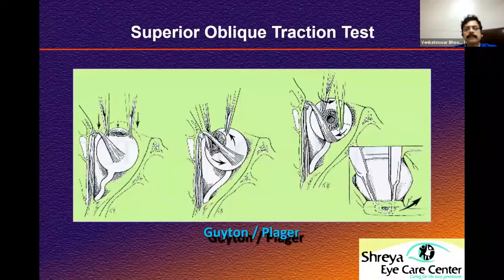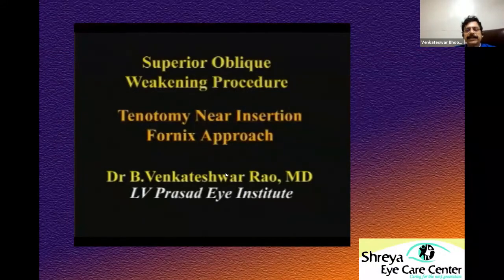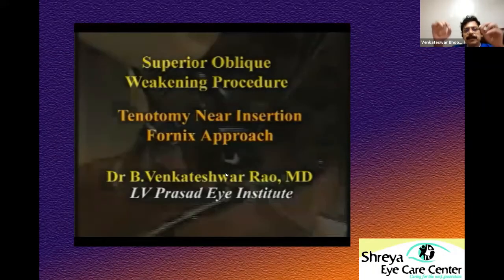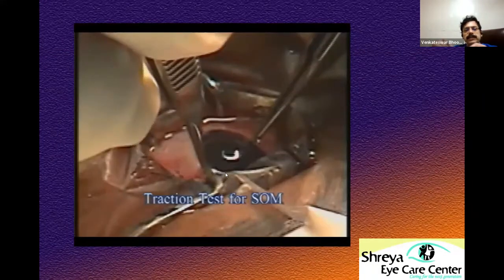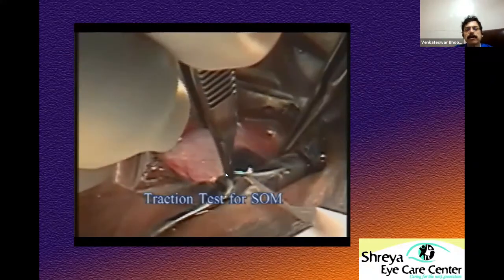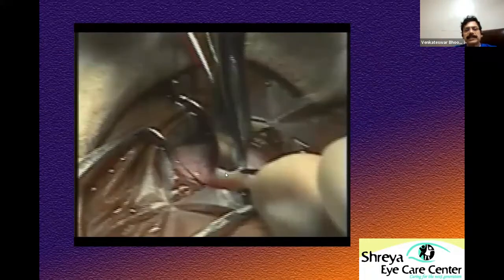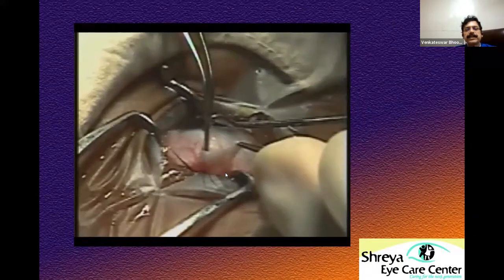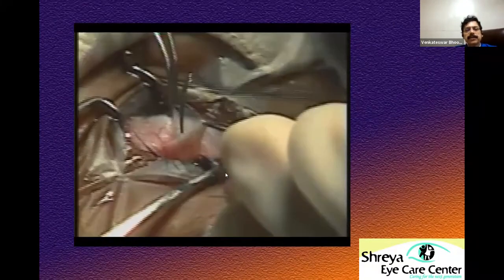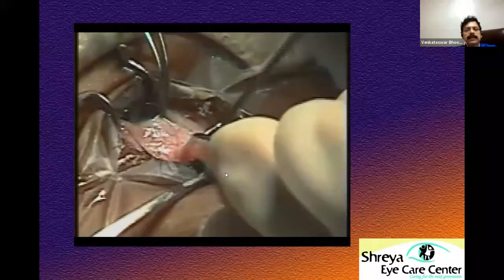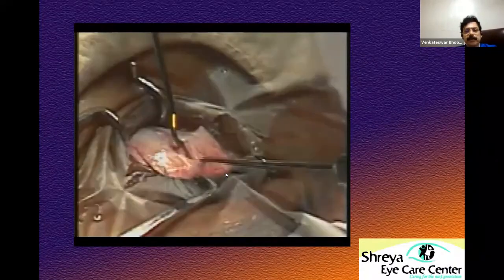Now, the most important thing to know is the traction test, to know the tightness of the superior oblique muscle. We'll just go through how the traction test is done. You retropulse the globe, holding it with two forceps, and rock the eye along the superior orbital margin, and you feel the tightness of the tendon. That's a traction test.